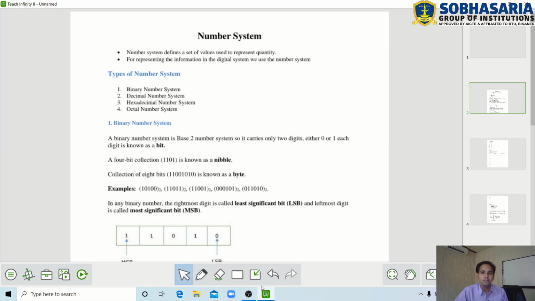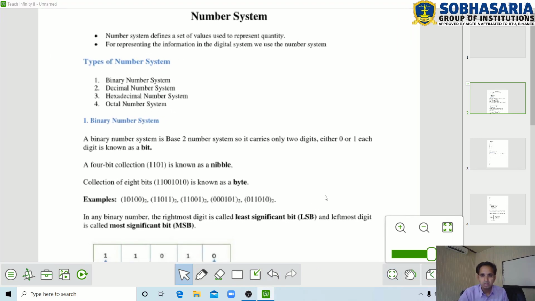Basically, the number system, we know, is used to store information in the computer system. When we give the definition of the number system, it is a set of values used to represent quantities. For representing information in the digital system, we use the number system.